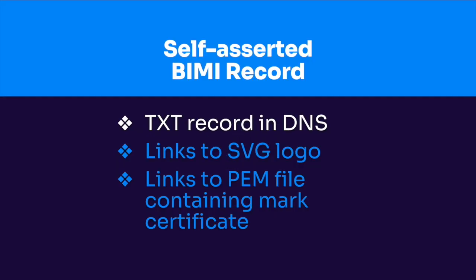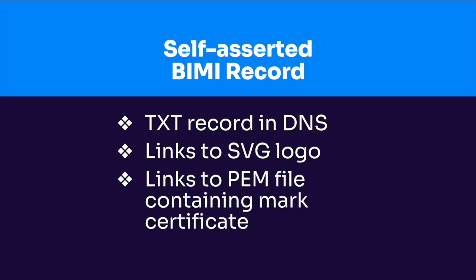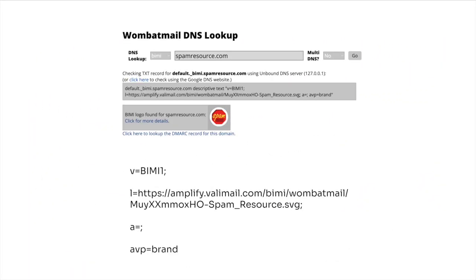So what is self-asserted? A self-asserted BIMI logo is when you publish that BIMI DNS record, it's got a link to the SVG file with the sender logo you want displayed, but that's it. No PEM file, no mark certificate, no VMC or CMC linked. You're the one asserting that the logo and your domain and your company are legit. That's self-asserting. Here's an example: my own BIMI record for Spam Resource. As you can see there, there's no PEM file linked in that BIMI DNS record, just a link to the SVG image that I whipped up in Illustrator.